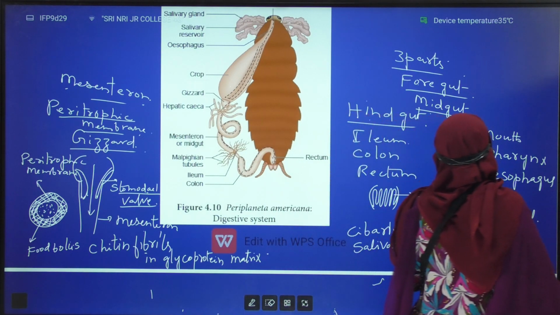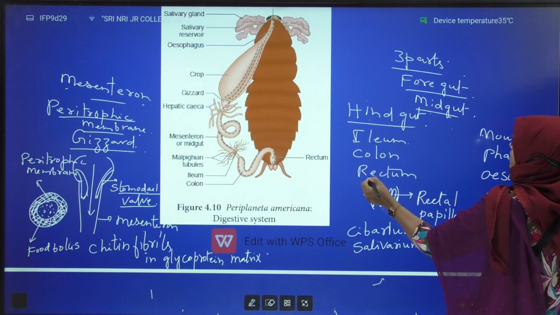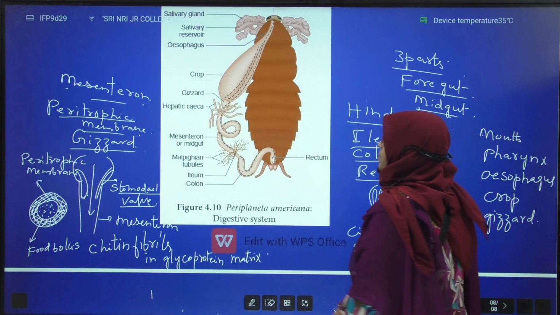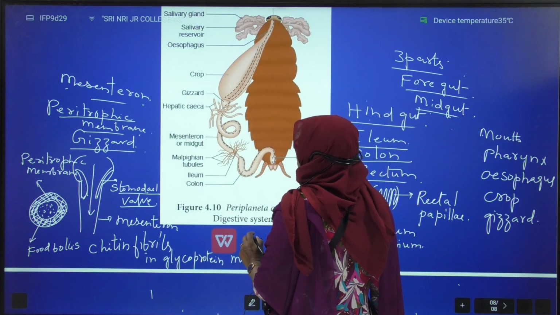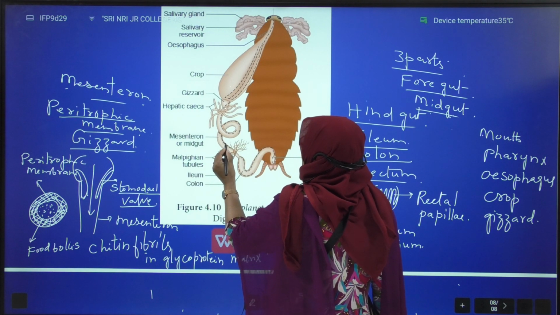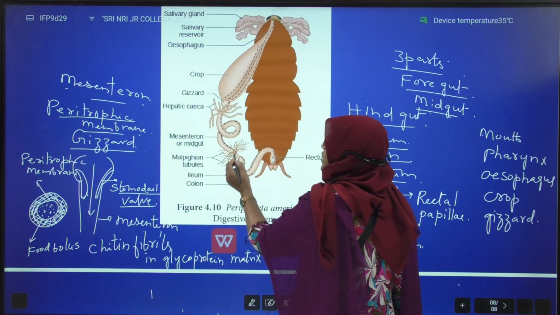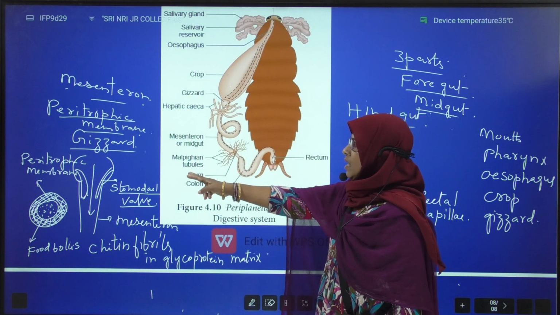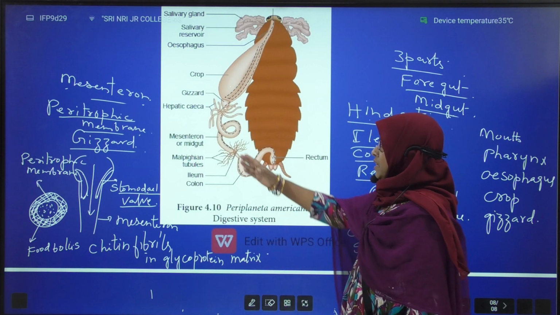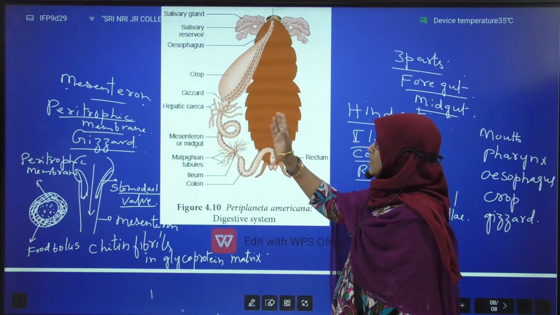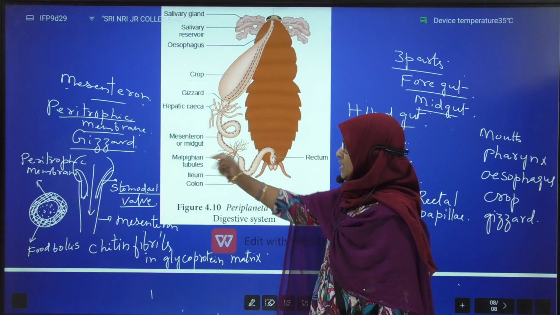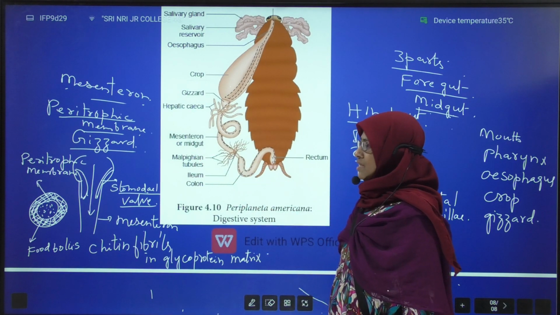Mesenteron leads into hindgut. This hindgut divides into three parts: ileum, colon, and rectum. Ileum is a short tube-like structure, and at the junction of midgut and ileum, 6 to 8 bundles of yellow-colored structures are present. They are called Malpighian tubules. These Malpighian tubules are associated with the digestive system. They have no role in digestion. They are useful for excretion.